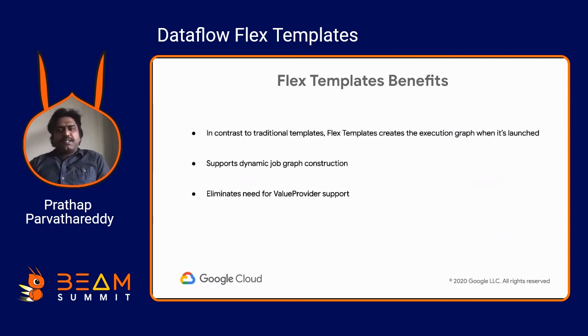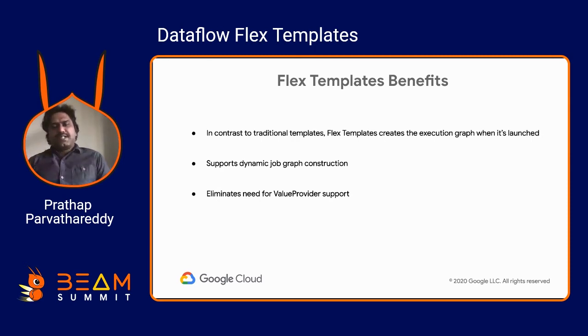One major difference between the traditional templates and the Flex templates is the phase in which the execution graph gets built. If you notice earlier, in the case of traditional templates, the execution graph gets built whenever the developer stages the template. Whereas in the case of Flex templates, that is deferred until the user runtime. So this graph gets built whenever the user launches the template. This has allowed us to fix some of the limitations that Samir was talking about with respect to traditional templates. But what exactly is the dynamic job graph execution?